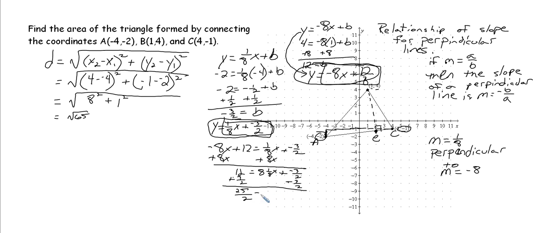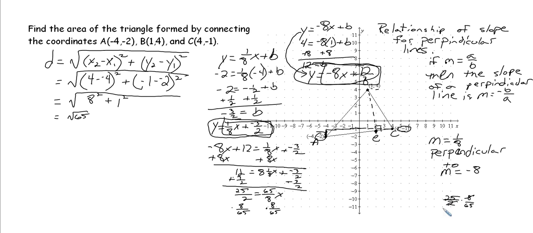And here we have 65/8 times x. Okay, so to isolate the x, we have to divide both sides by 65/8, and the way we divide fractions is by multiplying the reciprocals. So we're going to multiply both sides by 8/65. Now, as an aside over here, I know I've got to do 25/2 times 8/65.